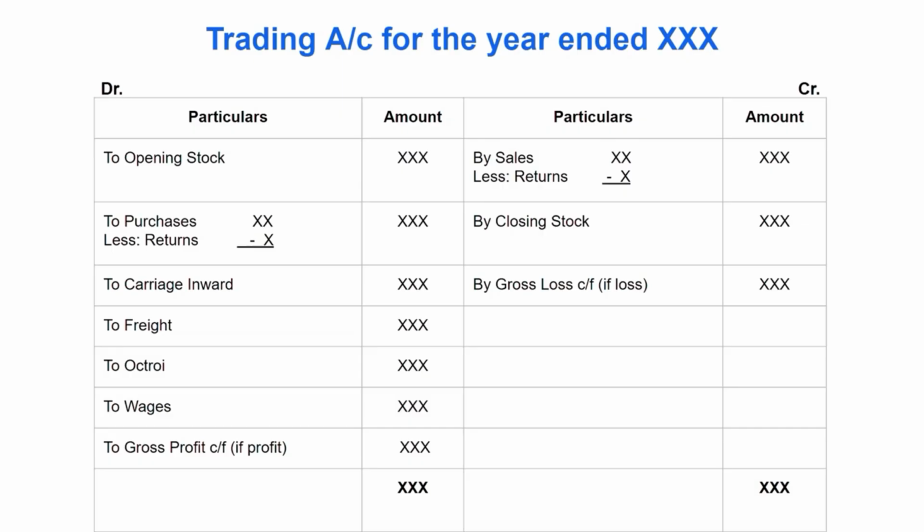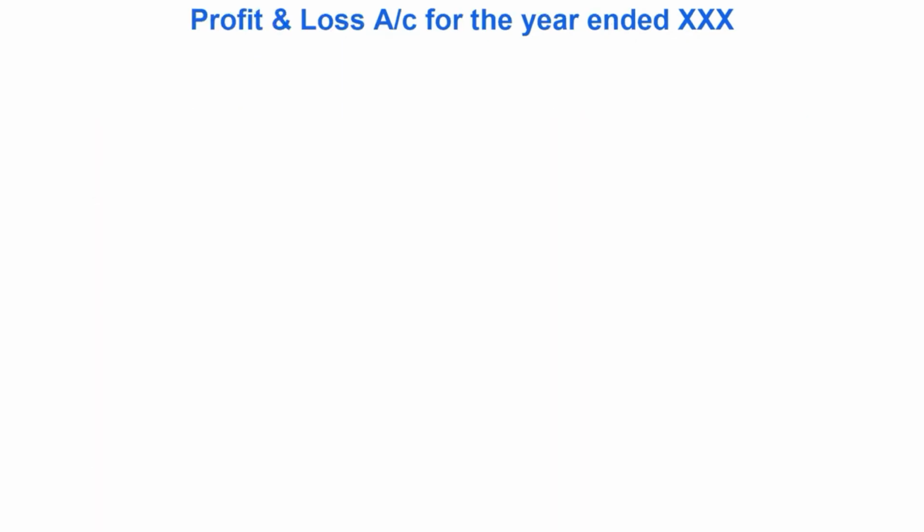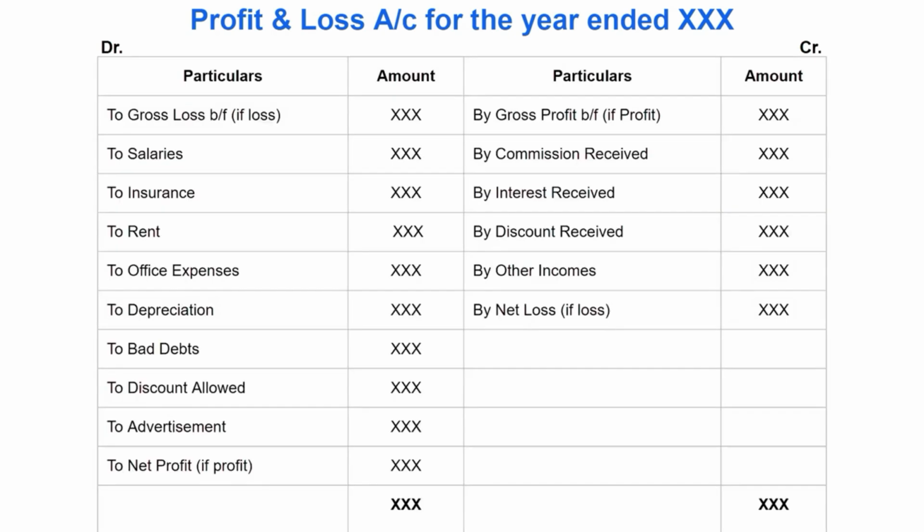Okay. Now let's see the format of the profit and loss account. Profit and loss account for the year ended so and so, debit side and credit side. Particulars and amount on the debit side, and on the credit side particulars and amount.